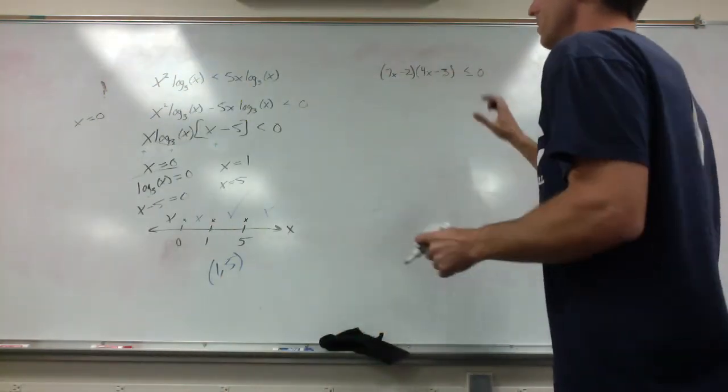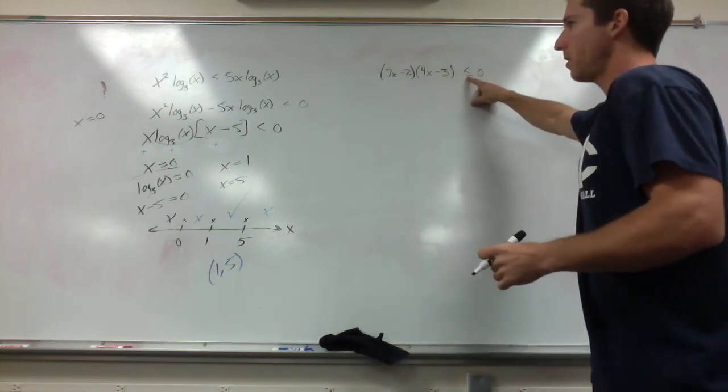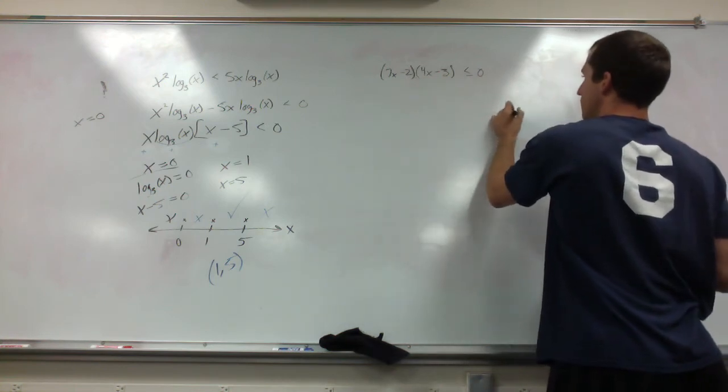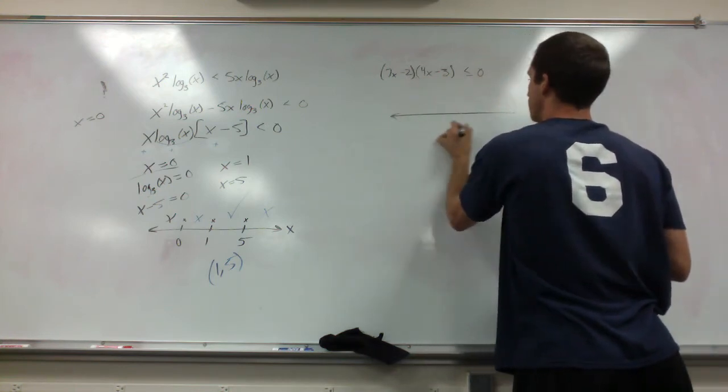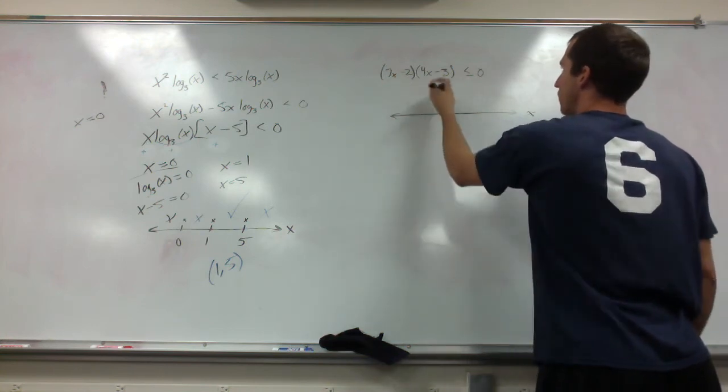The second one, a little easier, uses the same ideas, only we have less than or equal to now. The boundary points are pretty easy to see from the expression since it's already factored: 2/7 and 3/4.